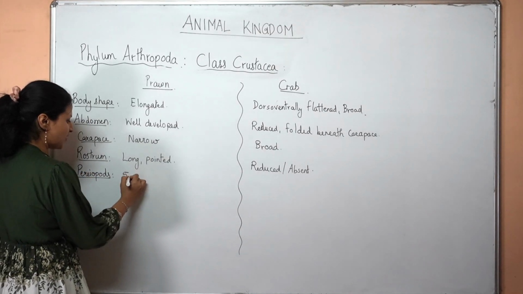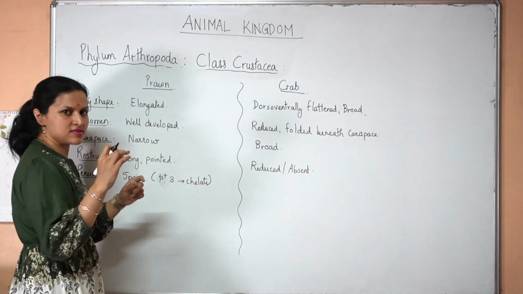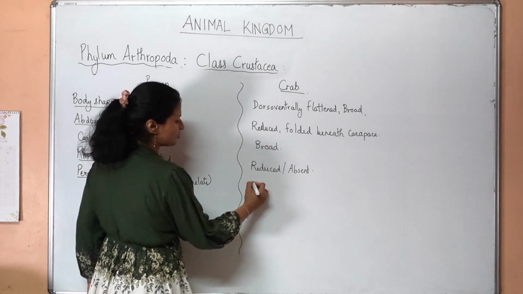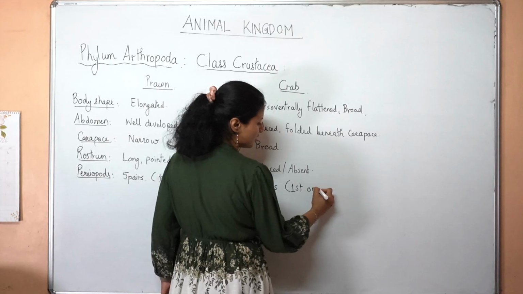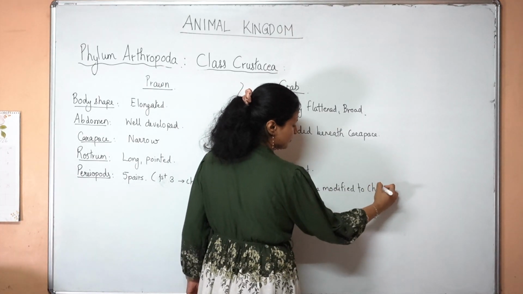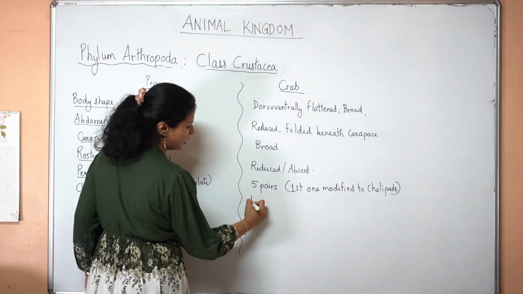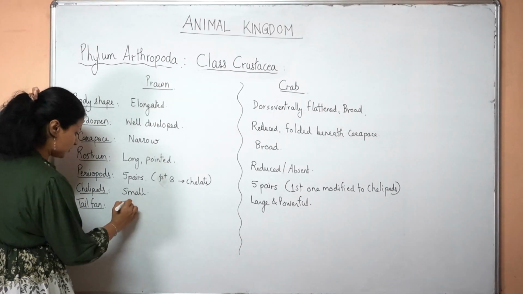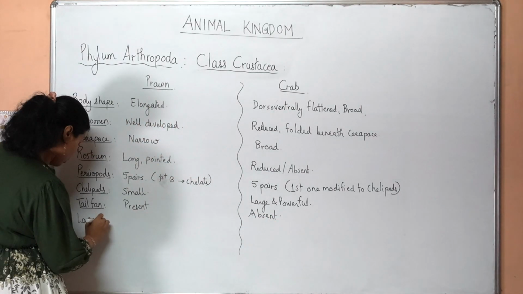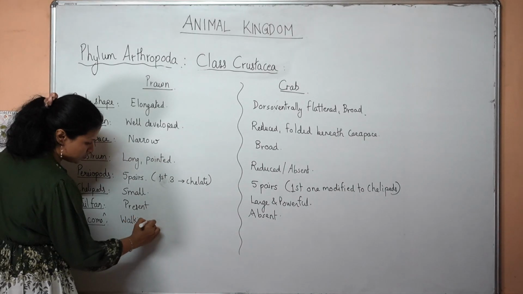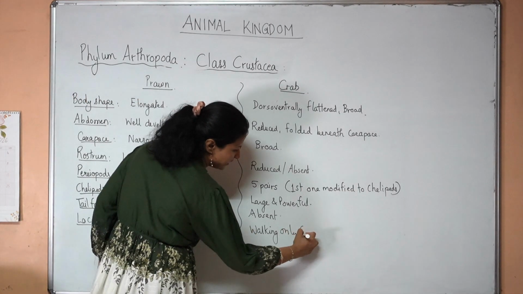Pereopods. Prawn has 5 pairs, out of which the first 3 are chelate. They may have pincers for handling food, and crab also has 5 pairs of pereopods, of which the first one is modified to chelipeds. The chelipeds are small in prawn, and in case of the crab they are large and powerful. Tail fan is present in case of the prawn, absent in case of the crab. Locomotion: walking plus swimming. In case of the crab it is walking only, and that too sideways.